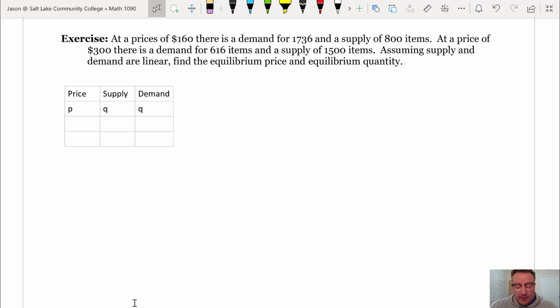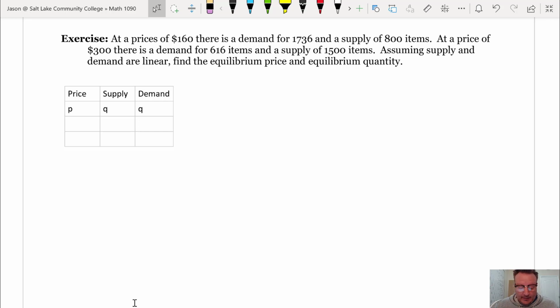Okay, let's read this exercise. At a price of $160, there is a demand for 1,736 and a supply of 800 items. Okay, we don't even know what we're talking about, but it doesn't matter. At a price of $300, there is a demand for 616 items and a supply of 1,500 items. Assuming supply and demand are linear, find the equilibrium price and equilibrium quantity. Okay, so in this problem, we want to find the equilibrium price and quantity. In order to do that, we need to have the demand function and the supply function, and find the quantity at which they're equal, where they cross.